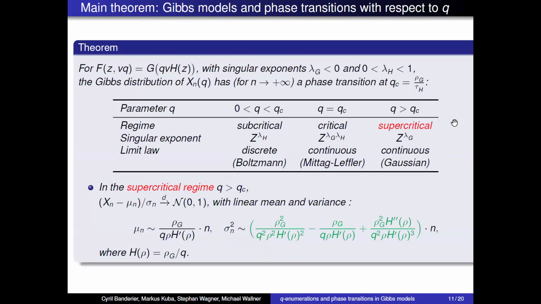Okay, and then in the supercritical case, what we get is that you converge to a Gaussian distribution with linear mean and variance. And we can also prove that in the variance, this big ugly coefficient, which is explicit and in full generality, is never zero.